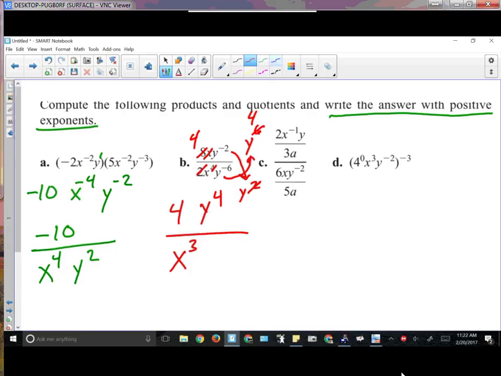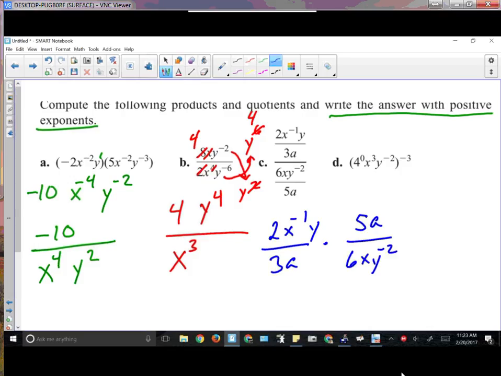Now the next one just looks flat out ugly, doesn't it? It's a fraction over a fraction, which is itself a fraction. Okay. What operation does fraction imply? Division. So can we divide by fractions? No, but we can multiply by their what? Reciprocal. So for this one here, I would write this out as 2x to the negative 1y over 3a multiplied by the reciprocal, 5a over 6x y to the negative 2.